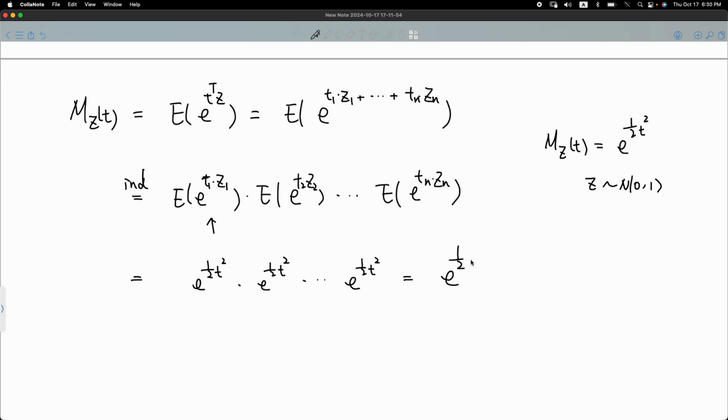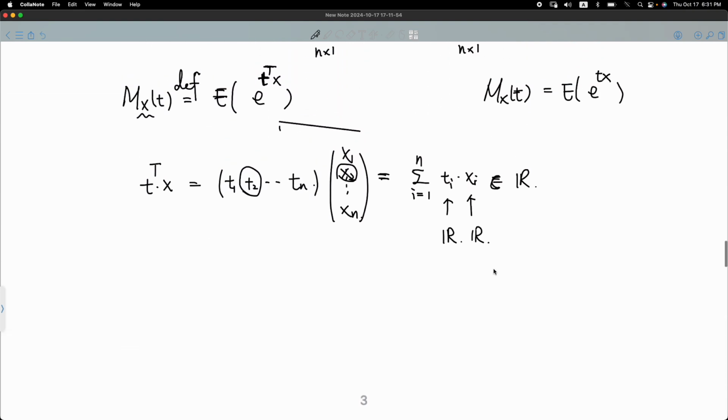Let me think how I should put it to make it easier. How about I write it here? You will have lots of t squared adding together. And as I mentioned, the inner product is just a summation of the individual products. So here I'm going to use it backward. We have a summation of t squared, or t multiplied by t.